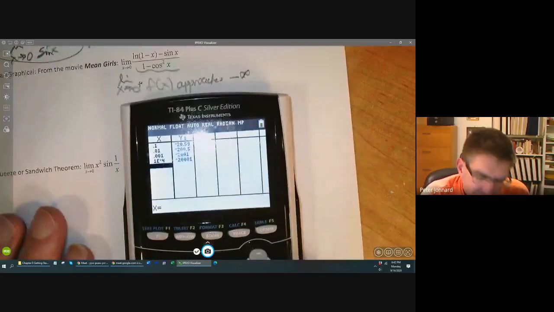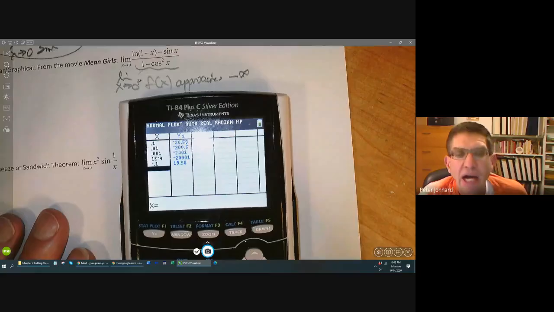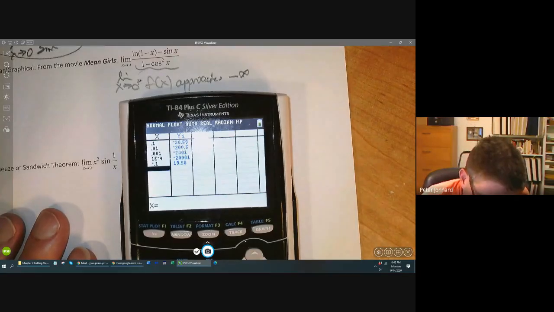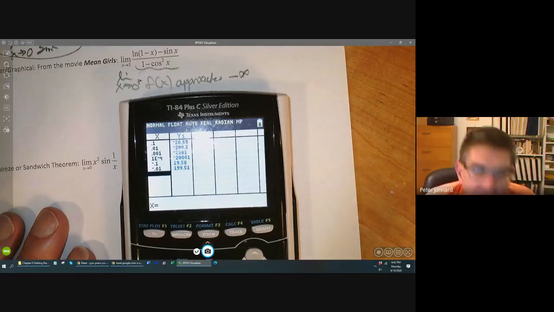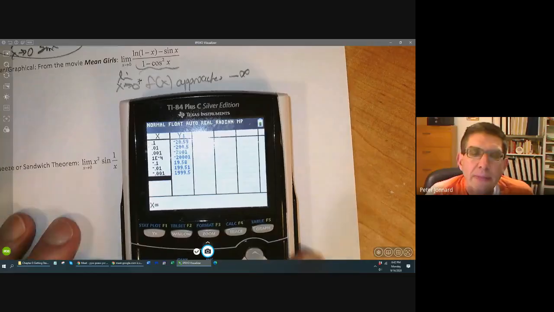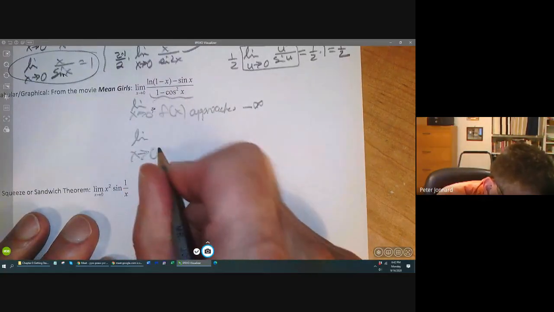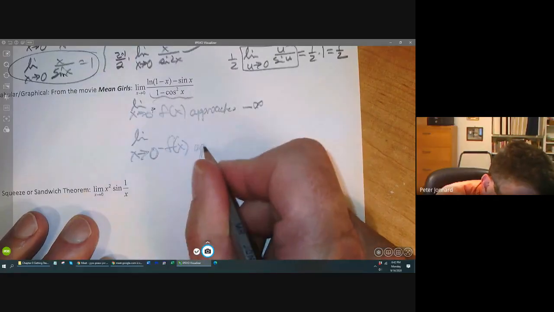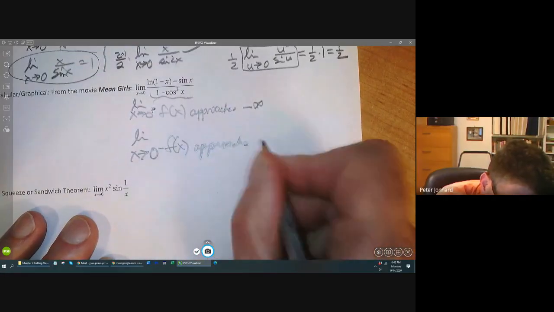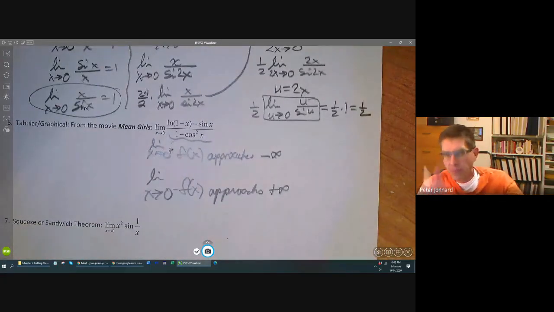And then what happens if I type in numbers close to 0 on the other side? Negative 0.1. Well, now I have a positive, basically 20. Negative 0.01. Now I have positive 200, and now negative 0.001. Now I basically have positive 2000. And so what happens here is the limit as x approaches 0 from the left of this function f of x approaches positive infinity. And since these two do not match, one goes up to positive infinity, one goes down to negative infinity. This limit does not exist.